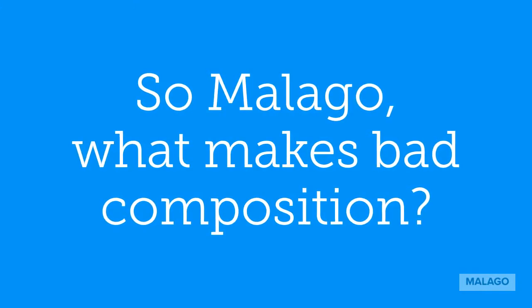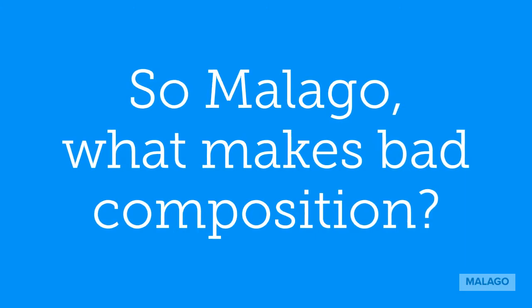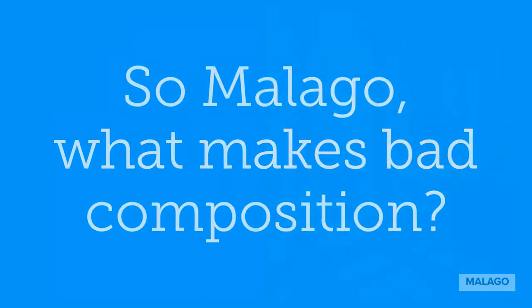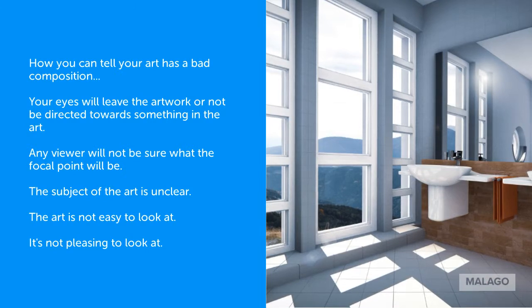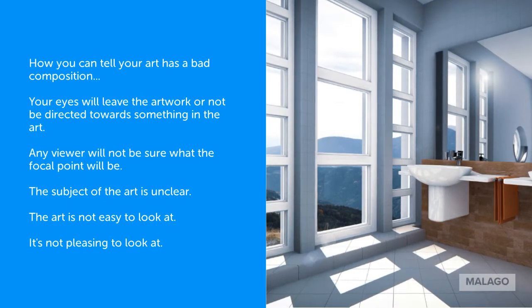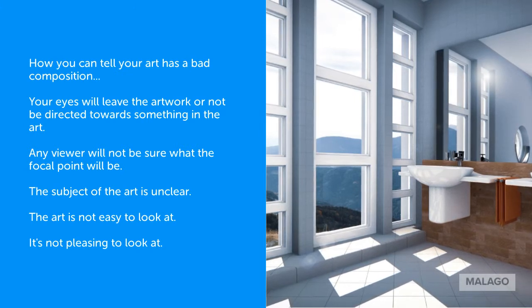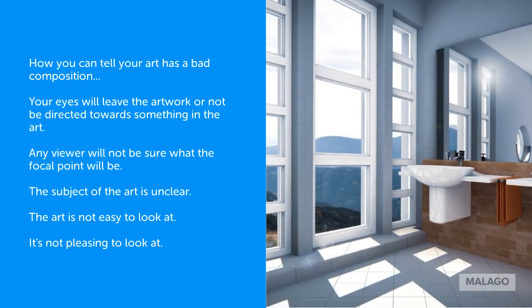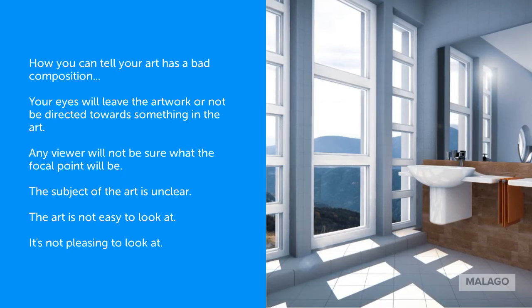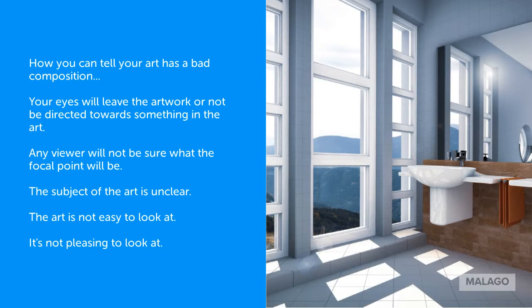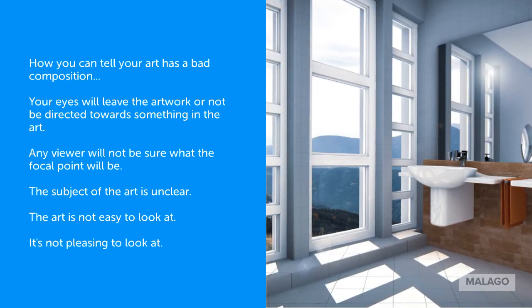How do you know your art isn't successful or isn't working? And how do you know when you need to go back to the drawing board and fix it up so it is? So here's how you can tell your art has bad composition. Your eyes will leave the artwork or not be directed towards something that you, the artist, want the viewer to look at. Any viewer won't be sure on what the focal point of your artwork is. The subject of the art is unclear. The art's not easy to look at, and it's not pleasing to look at. Those are things you need to ask yourself when you finish this week's assignment.